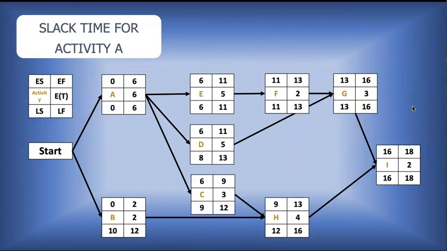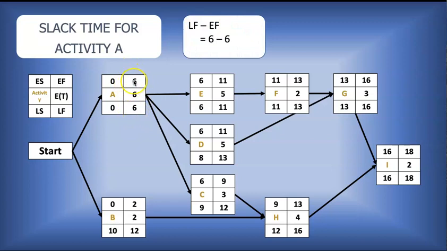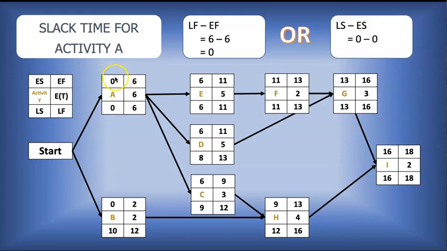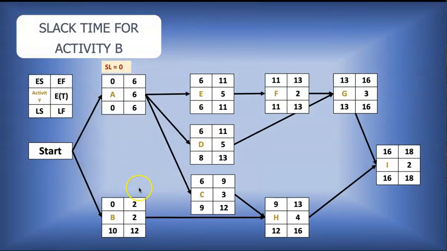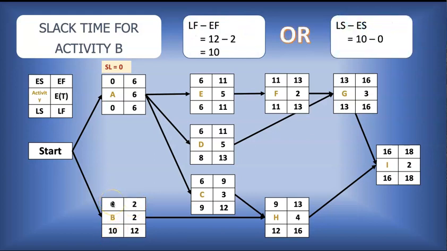Alright, let's go. So for A, we're saying latest finish minus earliest finish. So it's the lower box minus the upper box. So it's 6 minus 6, which is 0. And we double check that by doing the other calculation, which is 0 minus 0, also 0. So the slack time for activity A is 0. For B, it's 12 minus 2, which is 10. Or 10 minus 0, which is also 10. So the slack time for B is 10.